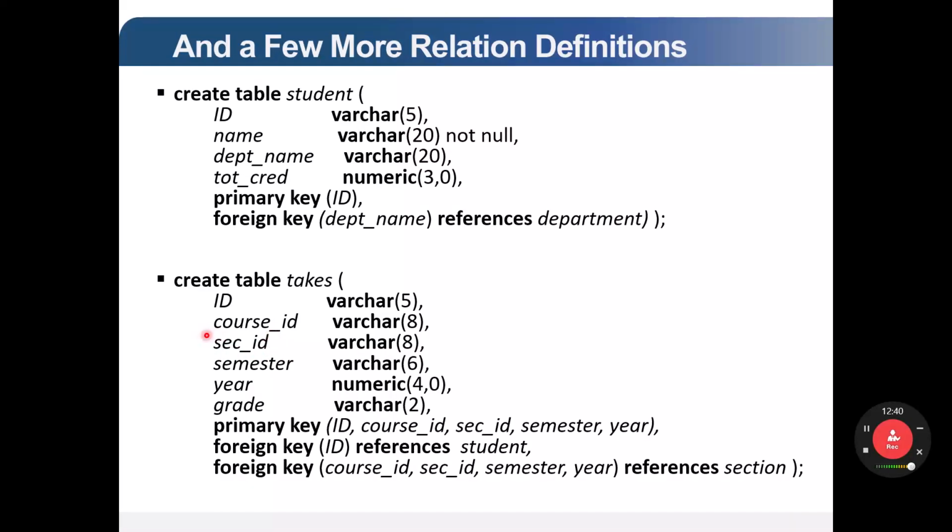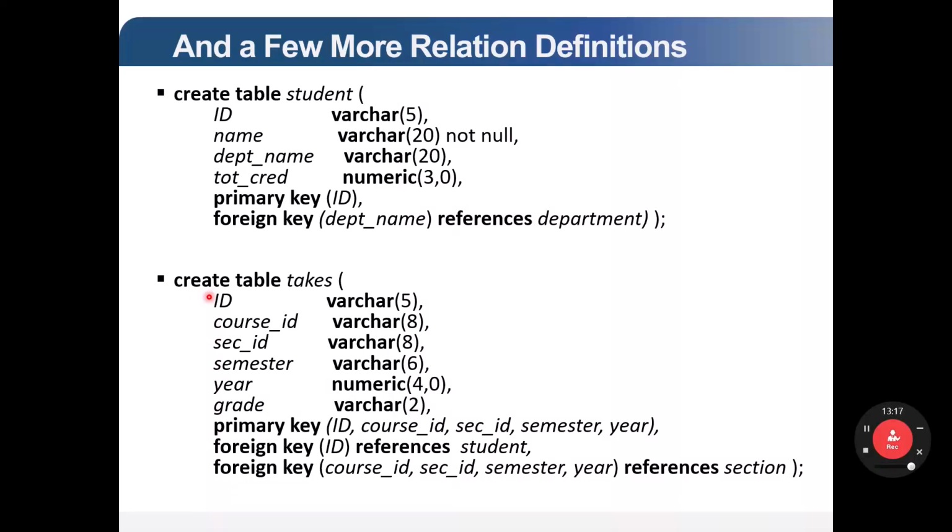Anyway, we have a section table, and the section ID attribute inside the takes table, and this is section ID, course ID, and semester, year. All these four attributes form the primary key of the section table. Therefore, we put this foreign key constraint here. Why do we need these four attributes as the primary key? We are going to talk about it later. And this ID is for student. So here again we declare that the ID is the primary key of the student table.